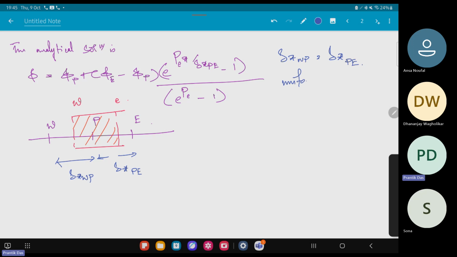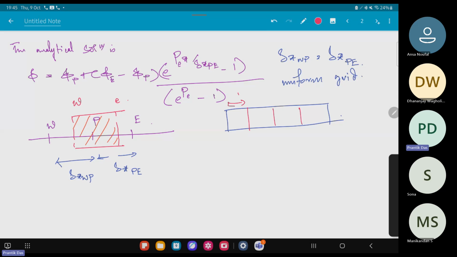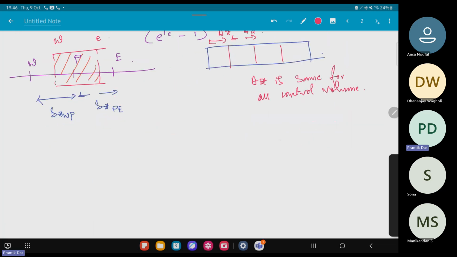Uniform grid is one of the terminologies we generally use in CFD. For example, you are considering a domain like this, and we divide the domain into equal delta x, so we call it a uniform grid. Delta x is the same for all control volumes. But that is not the case in most cases. For example, consider flow through a pipe, where we have a parabolic velocity profile.